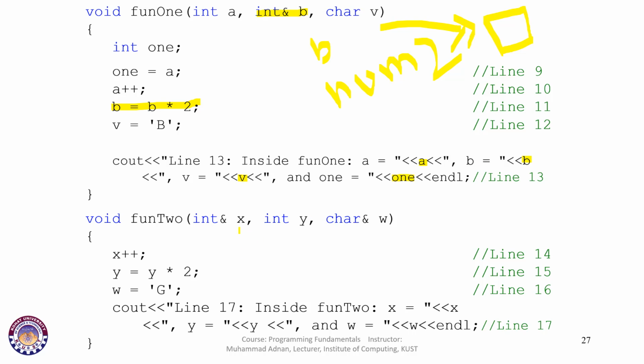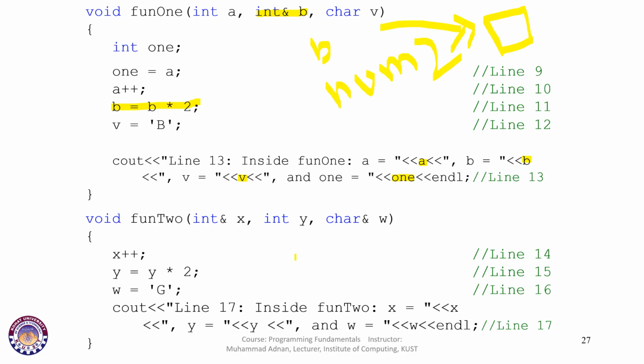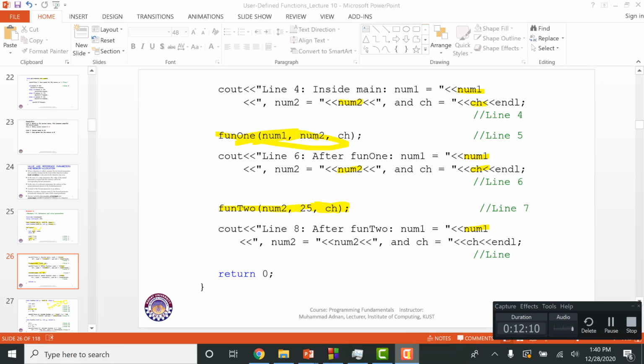So if we change x or if we change w, these changes will be reflected in the main function, because function 2 has the addresses of num2 and ch. So if we display them later on in the main function, you will see these changes are also made in the actual function. So alright, so with that, let me see the time. Okay, we still have time to run this program.